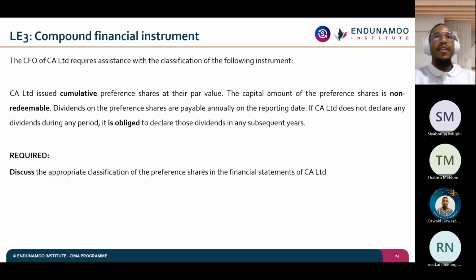In this case, the preference shares themselves are not redeemable. So at the end of however many years, CA Limited is not having to transfer money to the holders of preference shares as a redemption payment. However, year on year, CA Limited is obligated to be making declarations of dividends on these preference shares.